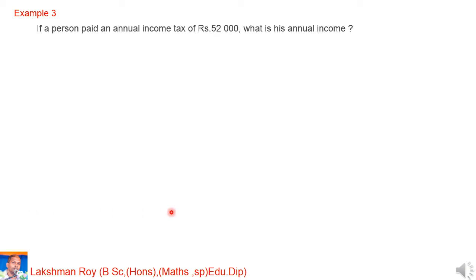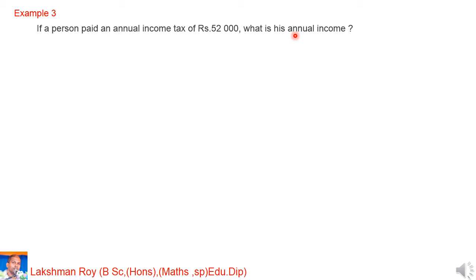Right, now we move to another different example, students. See here, in this example, example number 3, it says if a person paid annual income tax of 52,000 rupees, what is his annual income? In the earlier example, the annual income was given and we found the income tax. Now the income tax is given, and you should find the annual income. So this is somewhat difficult.